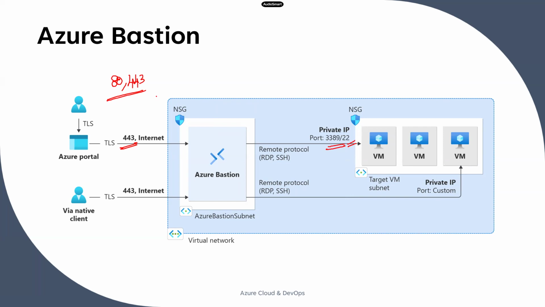And also the ports, I mean 443 for Azure Bastion, and for RDP, you said 883, right? For RDP, it is 3389. And the last one, okay, so we discussed.